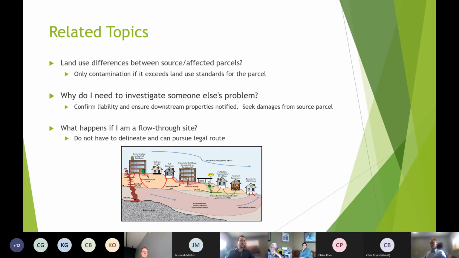So again, this leads into what happens if I am just a flow-through site, where contamination is sourcing uphill, migrates through my site, and impacted a downhill property. So you need to show that contamination is coming onto and leaving your property, but the benefit is that you are not a responsible party, and so you wouldn't be responsible for delineating and defining any other contamination downstream. So once you have investigated and delineated the contamination across your property, you then would pursue the legal route to try to get refunded for those environmental costs.